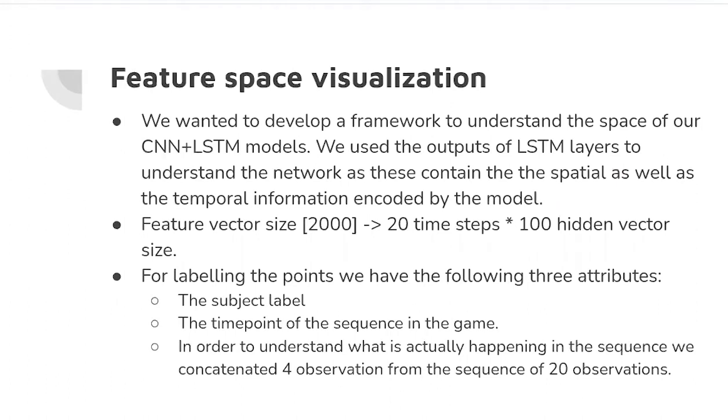For labeling the points, we have the following three attributes. There is a subject label to see which subject it came from. There is a time point of the sequence in the game, and in order to understand what is actually happening in the sequence, we concatenated 4 observations from the sequence of 20 observations. The above information is explained in detail in the next slides.